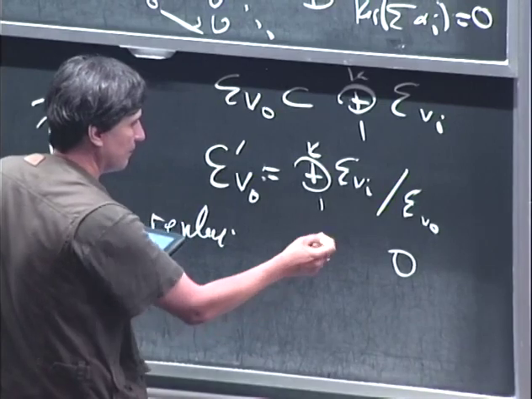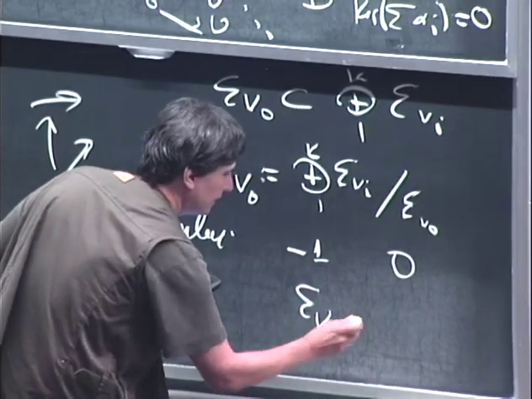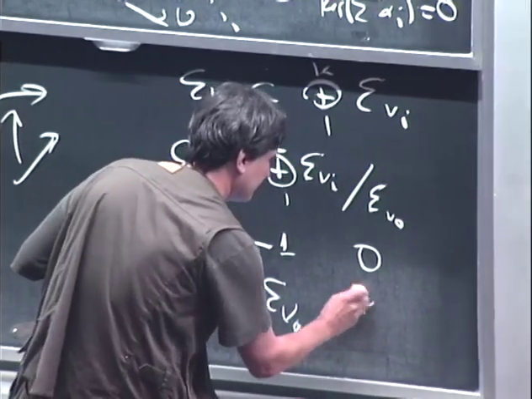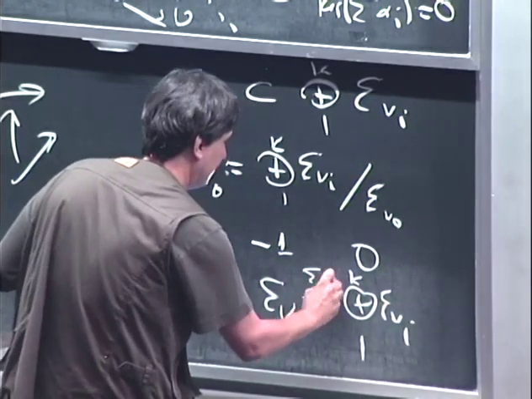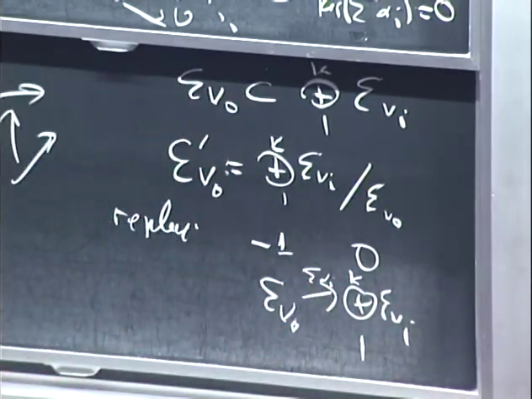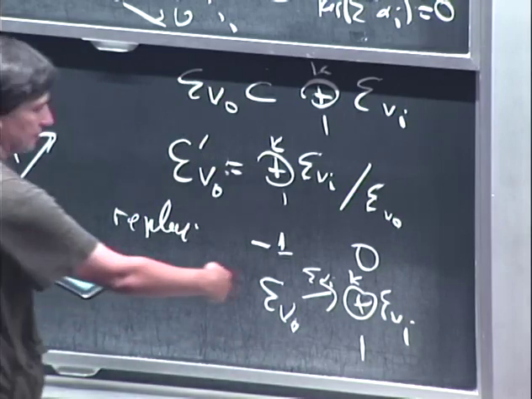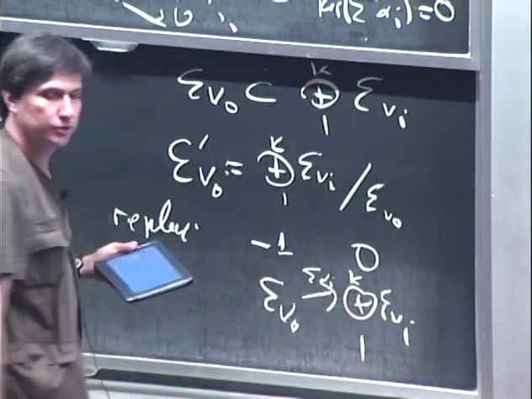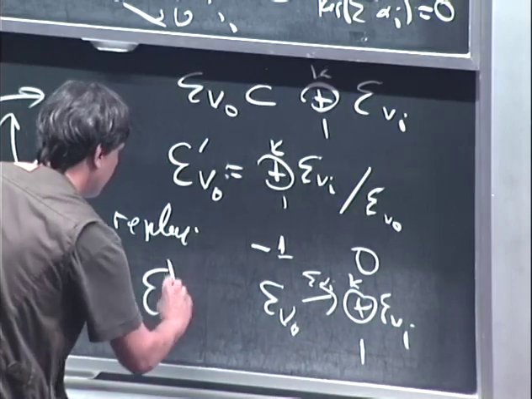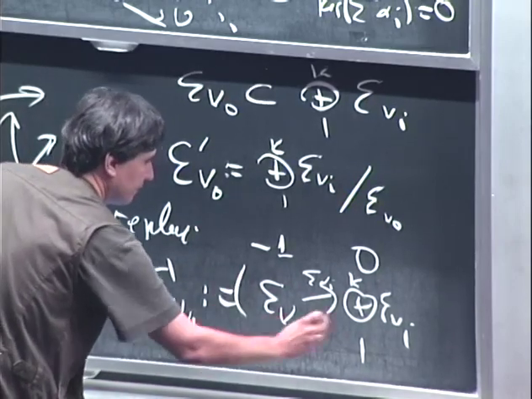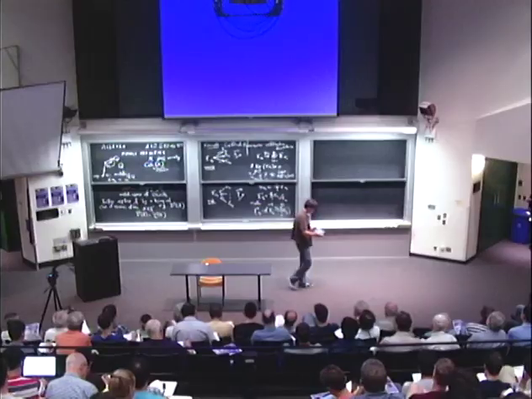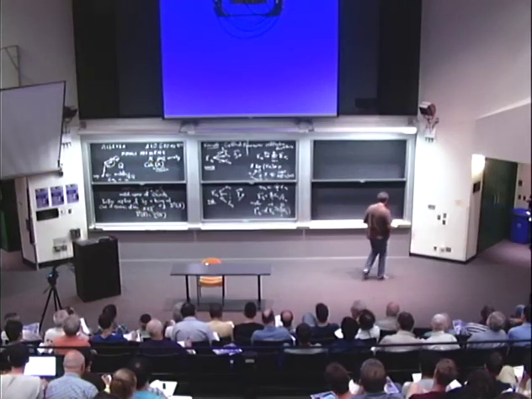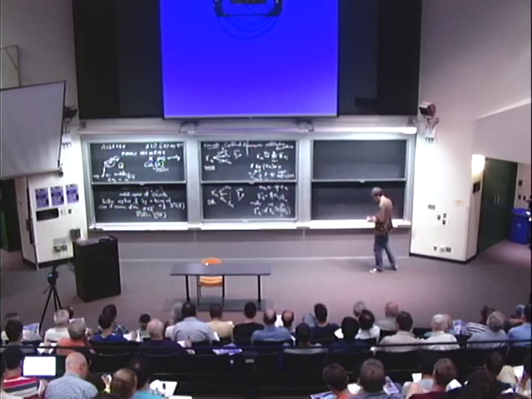In degree -1, you put EV0. In degree 0, you take the sum from 1 to k of EVI, and you get our map alpha I as a differential. And if it's an inclusion, then I can replace it by the quotient. So I get EV0 prime as this complex. Okay, so that's a short introduction to why triangulated categories are better than abelian ones.